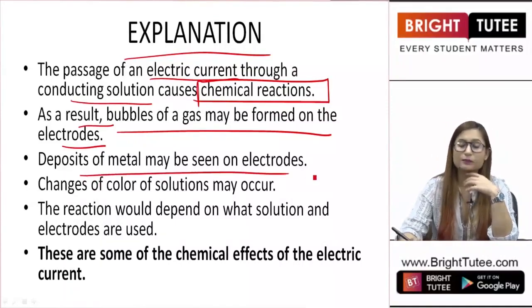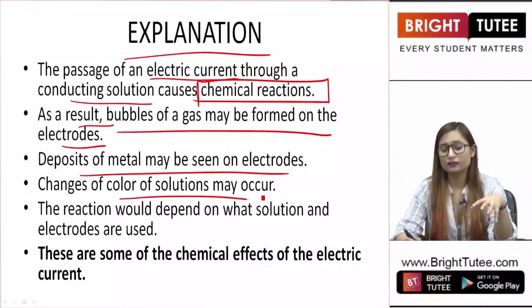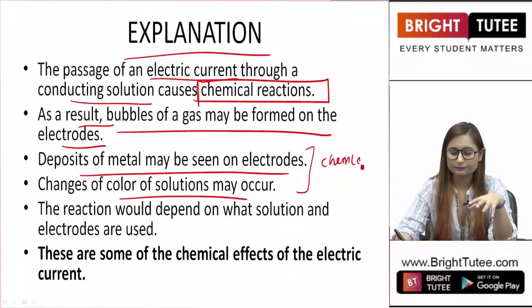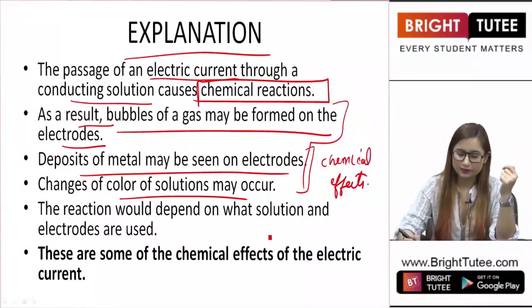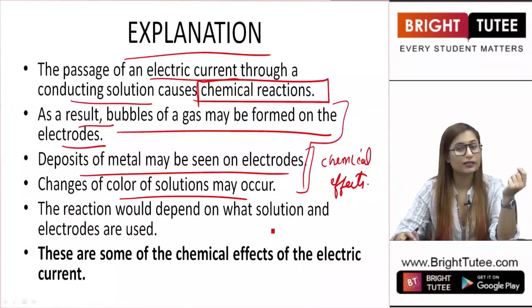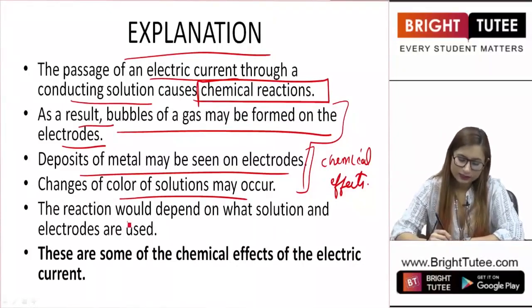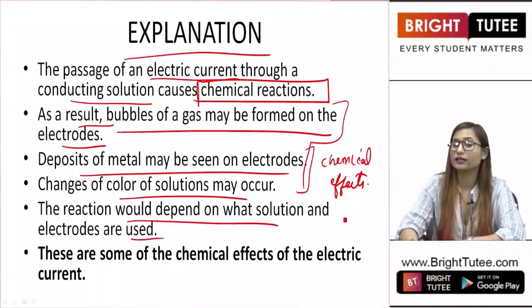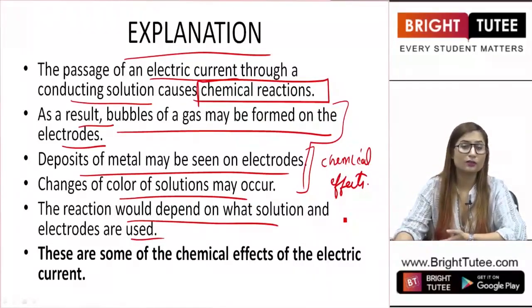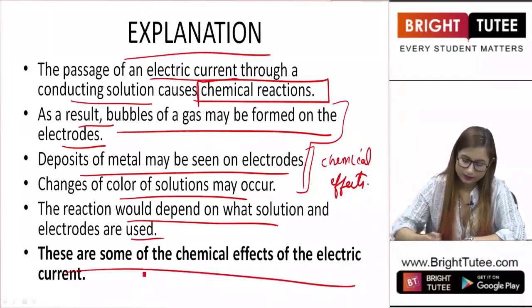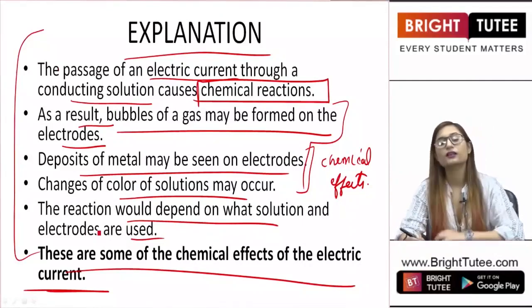Now deposits of metals may be seen on electrodes. Changes of colors of the solutions may occur. These are all the chemical effects, including the evolution of a gas. These are all chemical effects, in which you see the deposition of a metal on electrodes. You will be seeing that experiment in the topic electroplating in this chapter only. Then the reaction would depend on what solution and electrodes are used. It totally depends on the electrodes and solution. You may see a different kind of chemical reaction in each case. These are some of the chemical effects of the electric current.